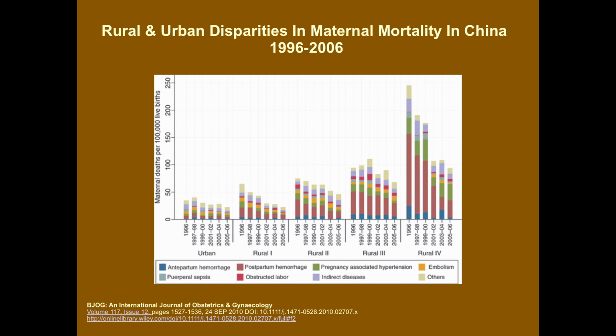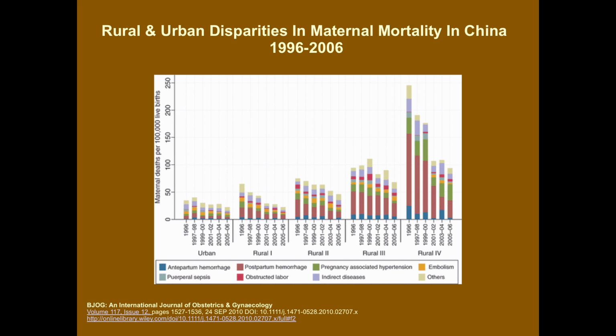Next slide, please. Similarly, for maternal mortality, this is data from China alone, from 1996 to 2006. And this data is similar in a lot of regions in the world. We see on the far left maternal mortality in urban areas, and we see that there's been a moderate decline in maternal mortality from 1996 on.